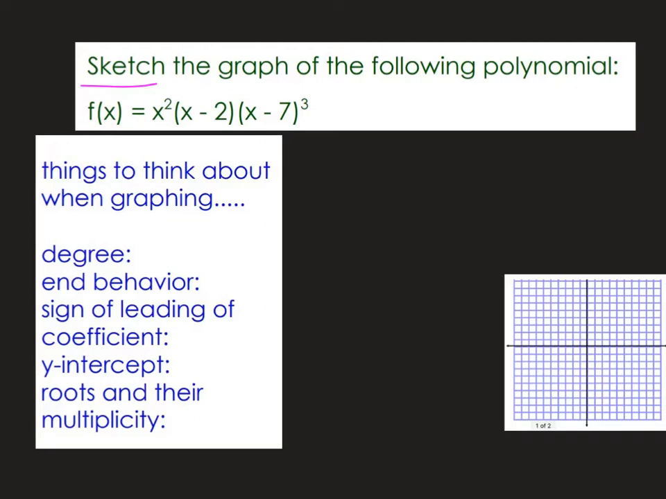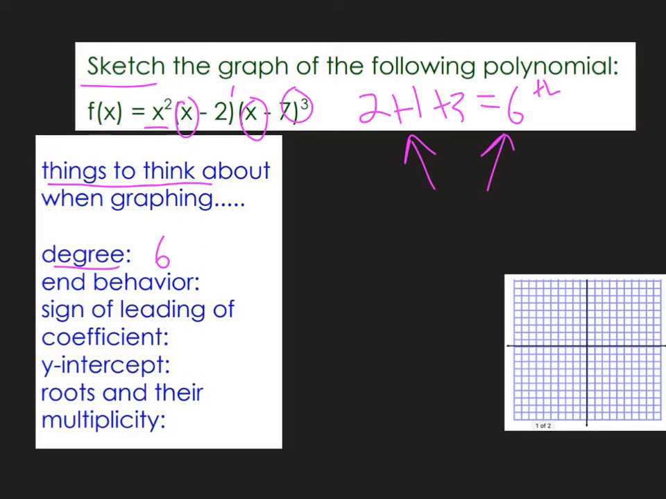And the first question we want to think about, as we're thinking about graphing, is the degree of the polynomial. So the degree of this polynomial: we have x squared, so that's a second degree, x to the first, another degree, that's a third. And we have x to the third, it's another degree. This is a sixth degree polynomial. And that's even, so I know that my end behavior is either both up or both down. That depends on the sign of my lead coefficient.